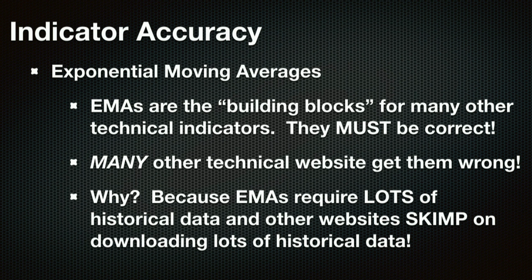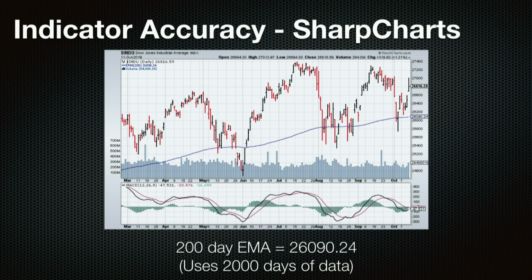And as I mentioned here, they will skimp on downloading historical data into the client, and so the client isn't able to calculate things right. We work really hard to make sure that we're calculating things right in ACP, the same way we work really hard to calculate things correctly in StockCharts.